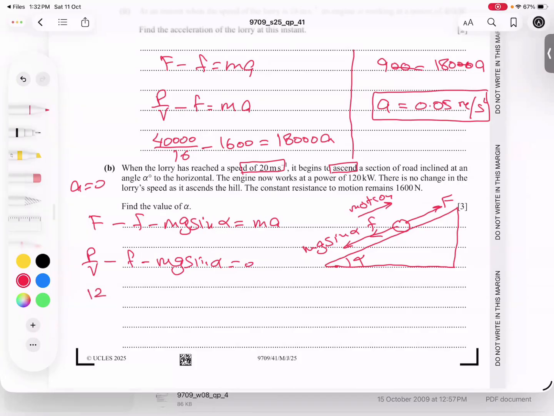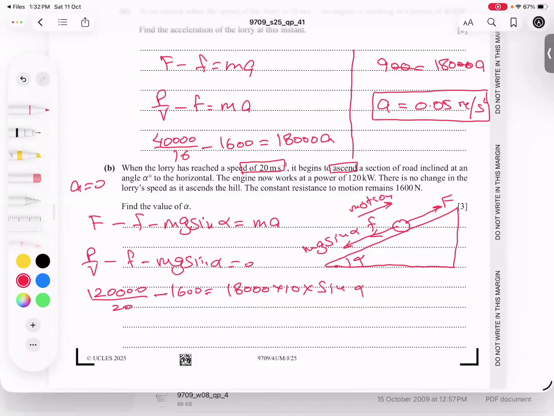Power is 120 kilowatts, so I make it 3 more zeros. Speed is 20. And friction, I'm leaving it here, 1600. mg sine alpha, bring to the other side. m is 18,000, and then g is 10, and sine alpha. Now, it is just a matter of typing into the calculator.